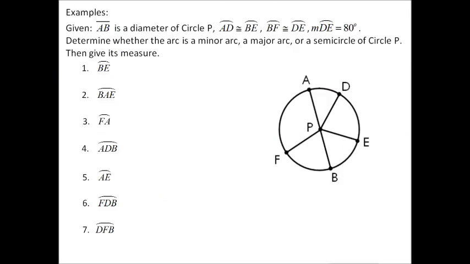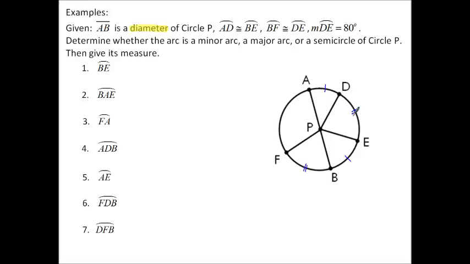Yay! In this example, we're given quite a few things. Segment AB is a diameter of circle P. Arc AD is congruent to arc BE. Arc BF is congruent to arc DE. And the measurement of arc DE is 80 degrees. So let's first mark everything we're given in our diagram and then work through the problem. Arc AD is congruent to arc BE, so we're going to give these two a congruent mark, and arc BF is congruent to arc DE.